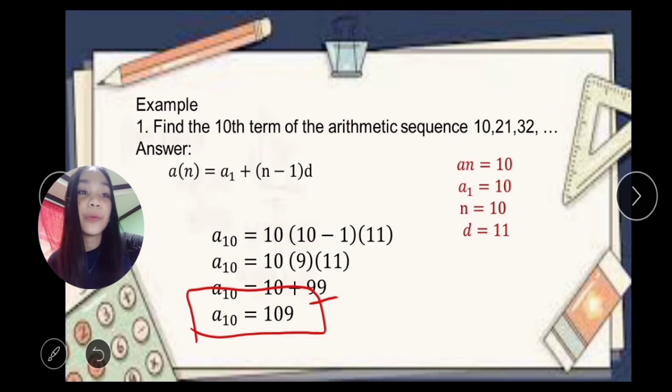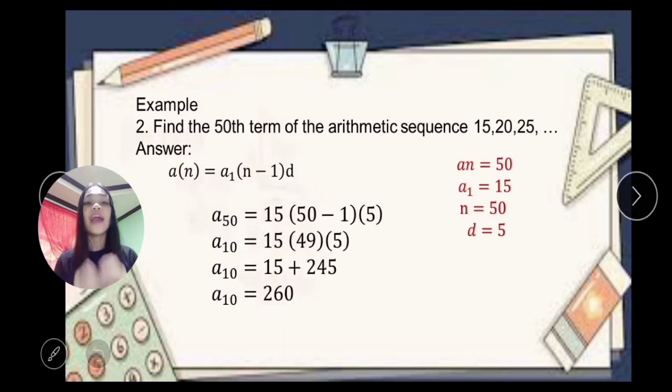Sige, another example po tayo para may matutunan po, ha? Find the 5th term of the arithmetic sequence 15, 20, and 25. Kanina, yung ginamit natin na common difference, consecutive term natin. Arithmetic sequence ba siya? Yes, correct. Arithmetic sequence siya, kasi nagiging the same yung pag-a-add natin sa ating consecutive term natin.